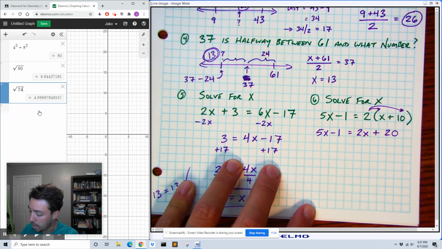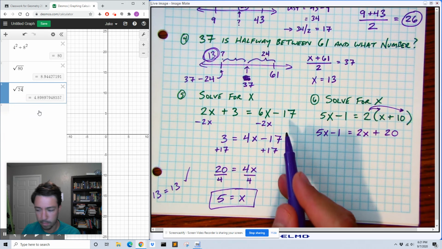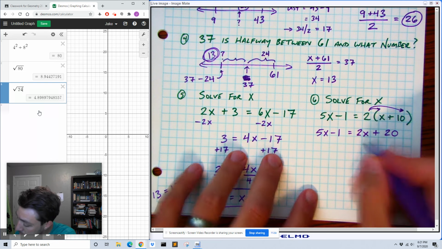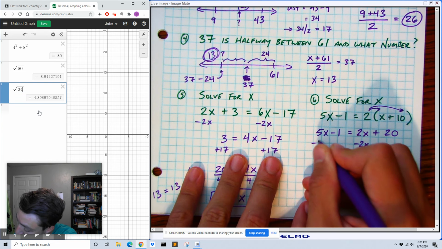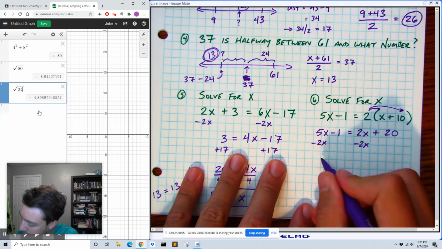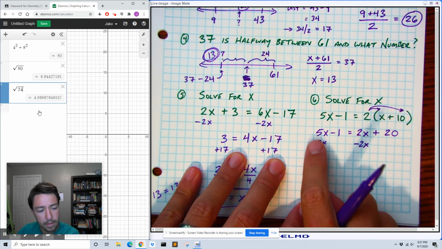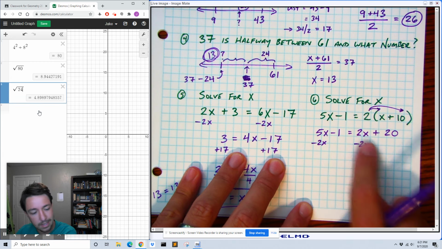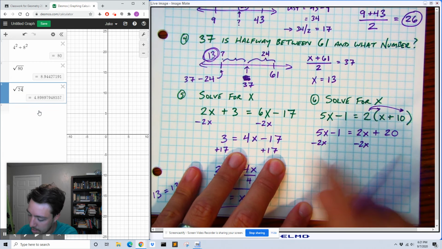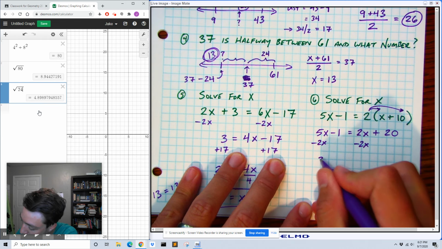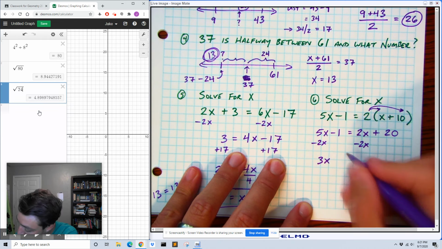All right. Now, same procedure as before. So it's pretty much the same setup. Subtract 2x from both sides. This time there were more x's on the left side than the right side. So this time around, I'm going to end up with my x's on the left-hand side.